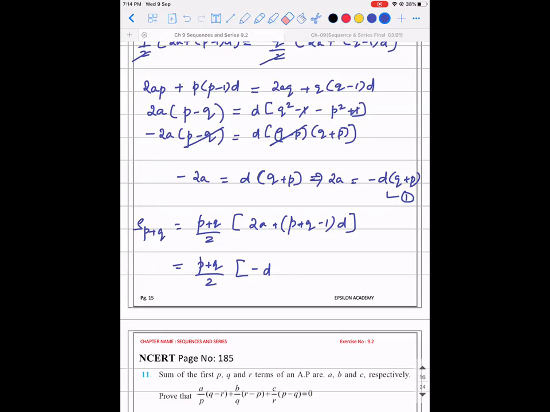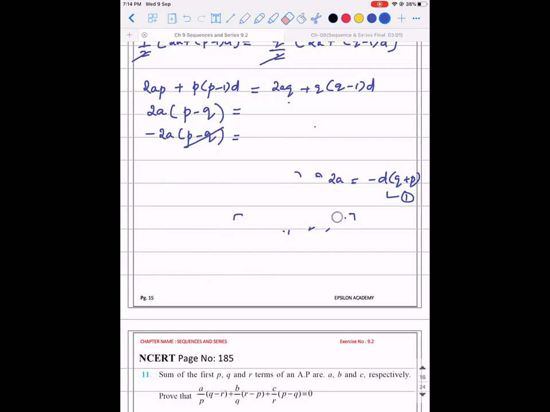Oh, yeah. Minus 2a is equal to minus d into q plus p. No, sir. Yeah, it's a mistake. I'm sorry. That's right. Thank you. So it is actually not 1. It is rather p.